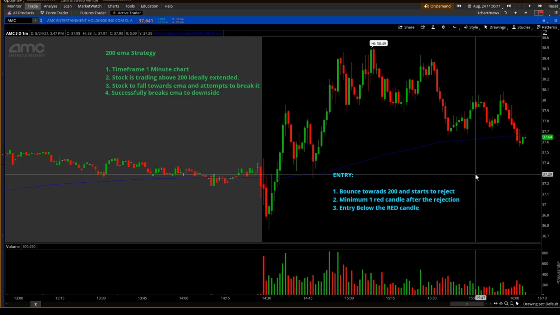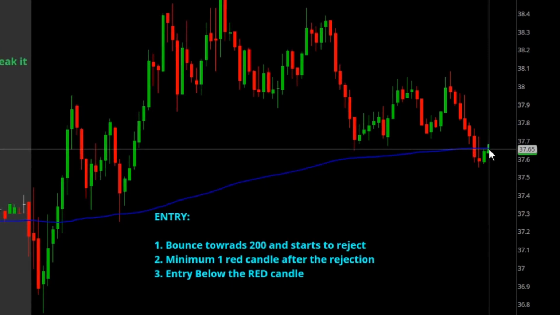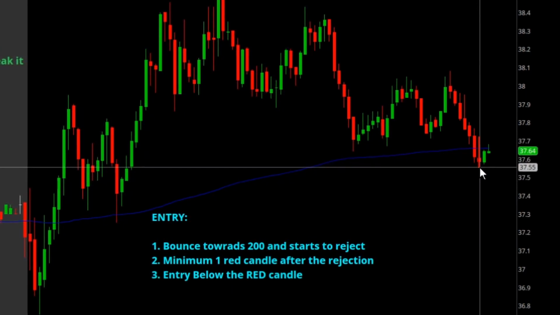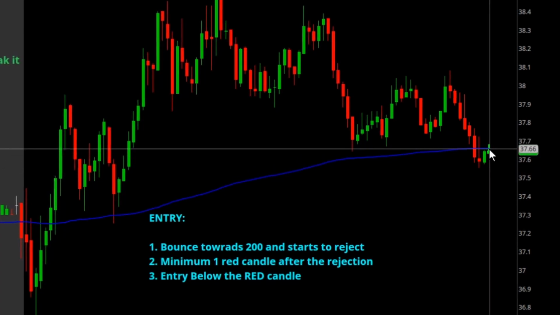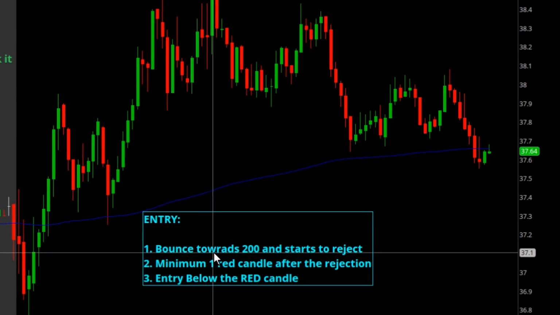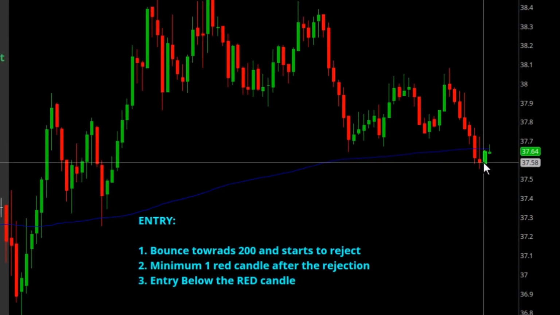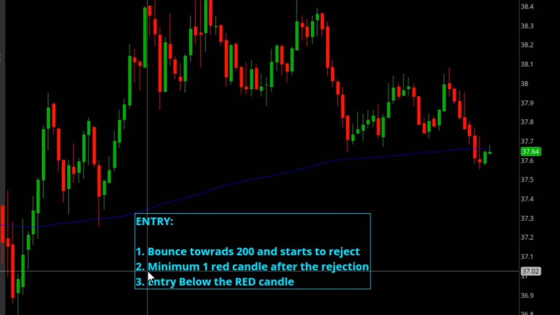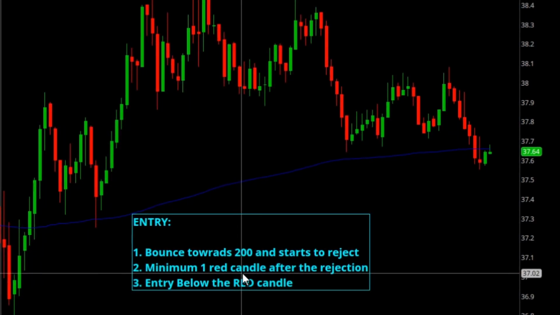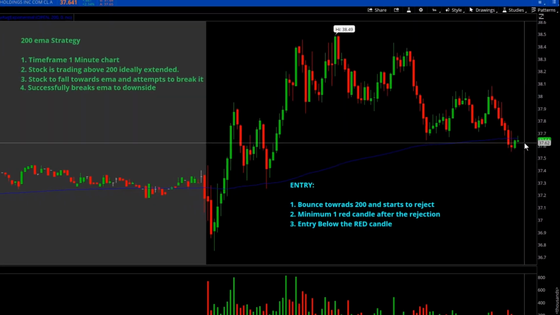For our entry criteria, we want to make sure that this actually comes back after it successfully breaks. It needs to come back up towards that 200 EMA and start to reject from it. That's what we want. Bounce towards 200 and start to reject. This is exactly what it's doing right now. And we want a minimum of 1 red candle after the rejection. So after this, we want to at least see 1 red candle.